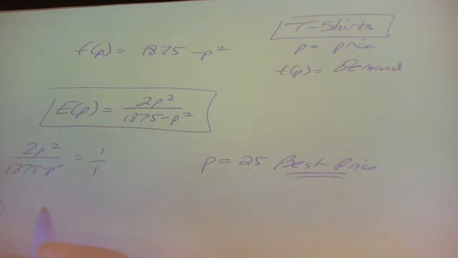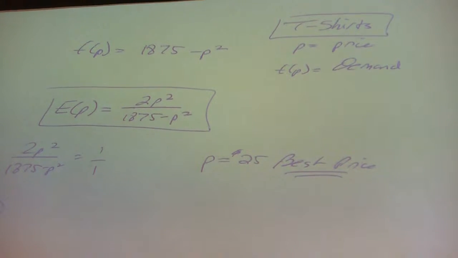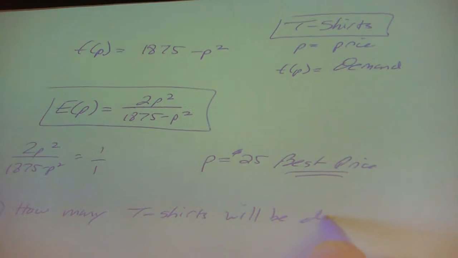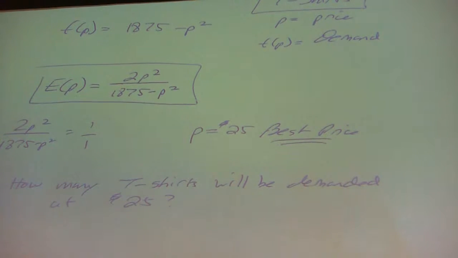Question number 1. We know the best price now. How many T-shirts will be demanded at the best price of $25? So if I know the best price now is $25, you're able to tell me how many shirts I will sell. We have all the pieces there. I want to know how many T-shirts will be demanded at $25.